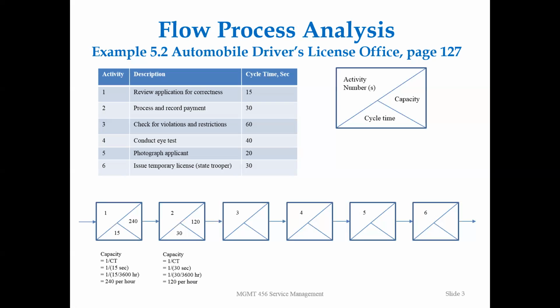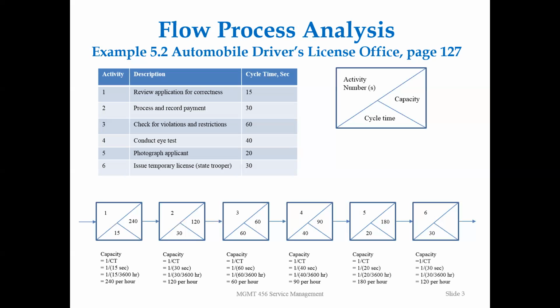For activity 3, cycle time 60 seconds. We can do the math. We calculate the capacity. The capacity is 60 per hour. For activity 4, cycle time is 40 seconds. Then we can calculate capacity. Capacity is 90 per hour. For activity 5, cycle time is 20 seconds. That's why the capacity is 180 per hour. The last activity, activity 6, cycle time 30 seconds. The capacity is 120 per hour.